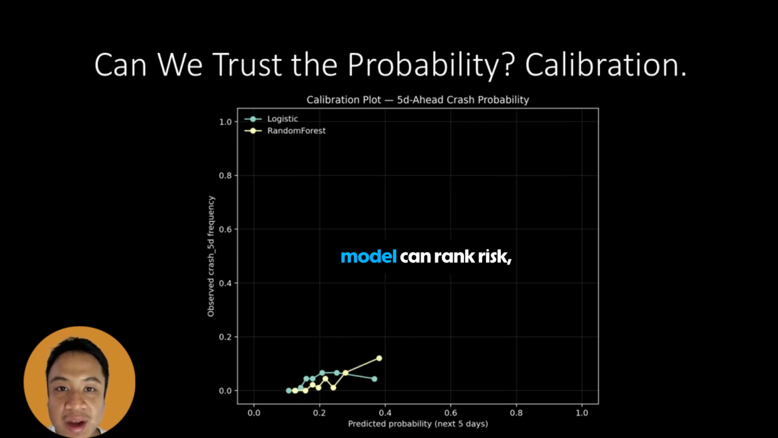Next, even if a model can rank risk, the probability number might be wrong. Calibration asks, if the model says 30% crash probability, do we actually see crashes about 30% of the time? If points lie close to the diagonal, probability is reliable. If it's far, it's overconfident or underconfident. So calibration is important because traders don't just want a score. They want a probability they can plug into decisions like position sizing and hedging.